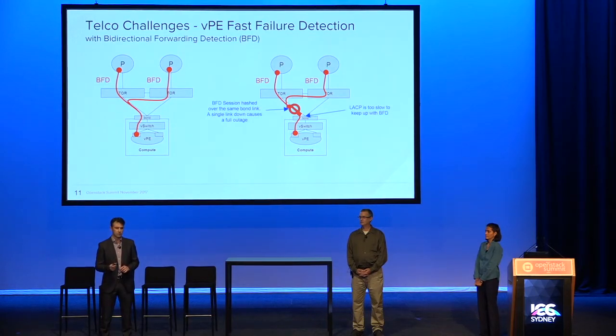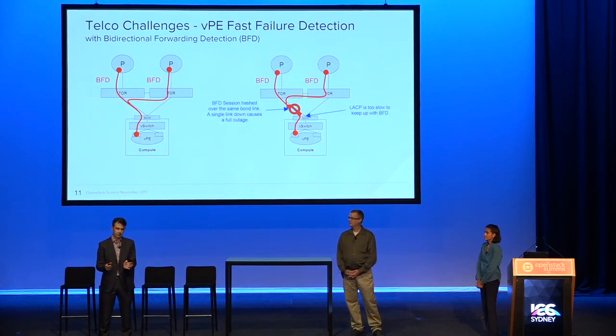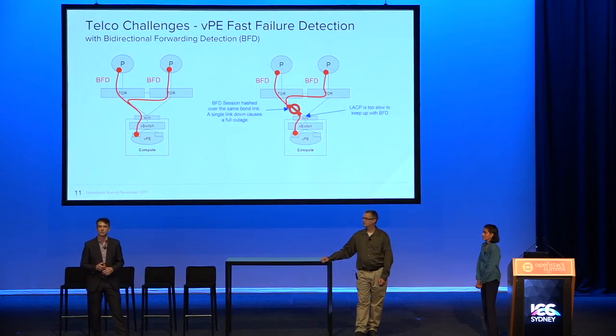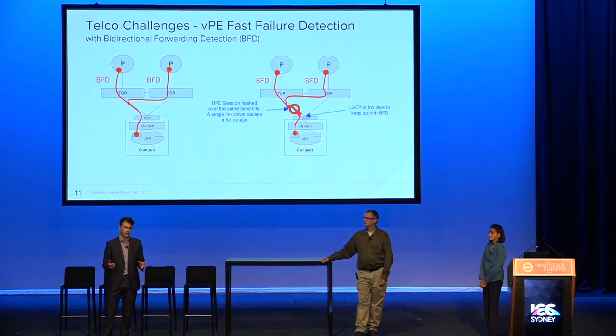What we found through our testing, though, is that the BFD sessions were being hashed over a single physical link. This means that a single failure can cause, from the PE's perspective or the core's perspective, a full outage. This causes transitions over to a redundant site, which can cause packet losses as well. We want to avoid that kind of failover when we don't need it, for maintenance purposes or for any kind of patching that we want to do in our network. So clearly, this solution was not able to meet our requirements either.